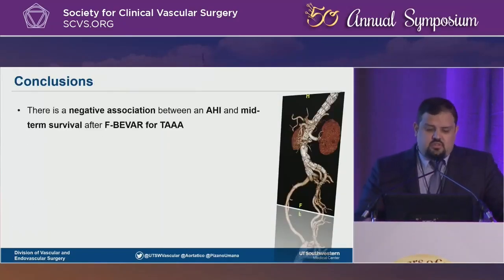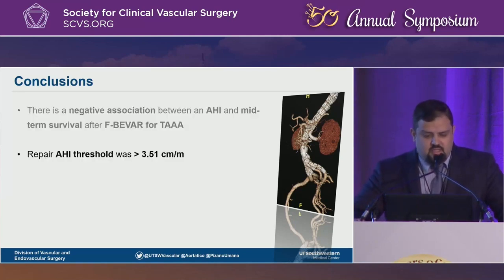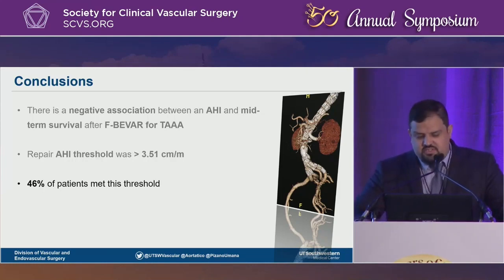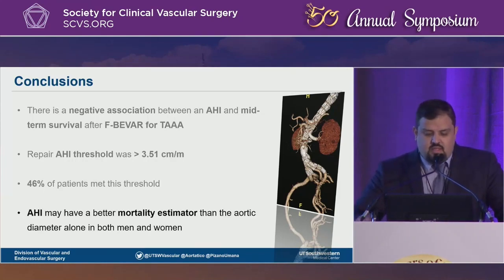As a conclusion, there is a negative association between the aortic height index and the midterm survival after fenestrated endovascular repair for thoracoabdominal aneurysm. The threshold that we identified in the VQI dataset was 3.5. Only 46% of the patients met this threshold. And it seems that aortic height index is a better estimator of mortality than the aortic diameter alone in both men and women. But this obviously needs further research.